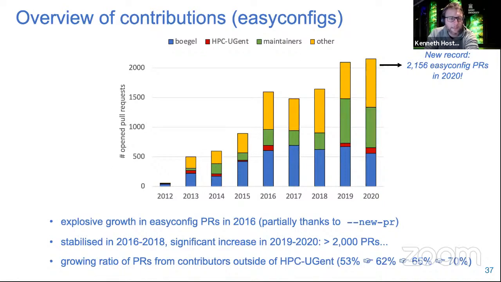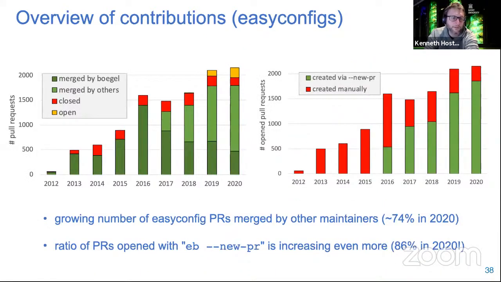And then looking at these EasyConfig PRs again, but in a different way. So usually the same numbers per year, but the colors are different. So this is more in terms of processing. At least the left graph is in terms of who processes the contributions. So the dark green is myself merging pull requests for EasyConfig files. So I merged just under 500 pull requests last year, which is still quite a lot. The light green is other maintainers.